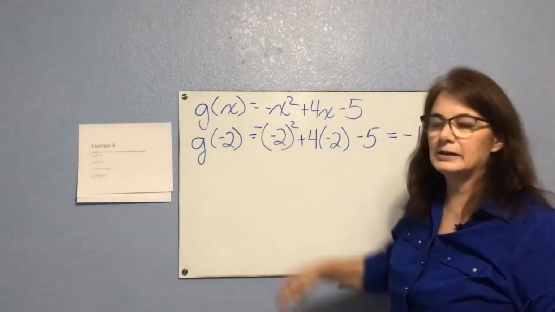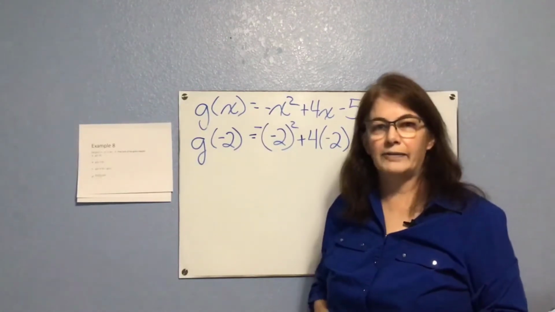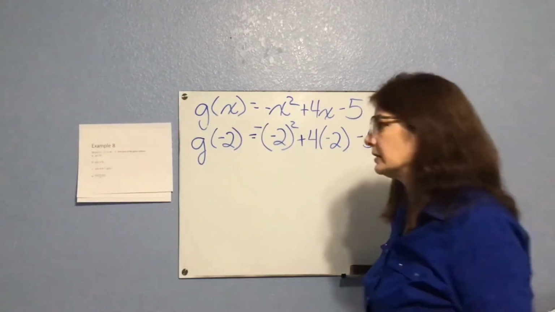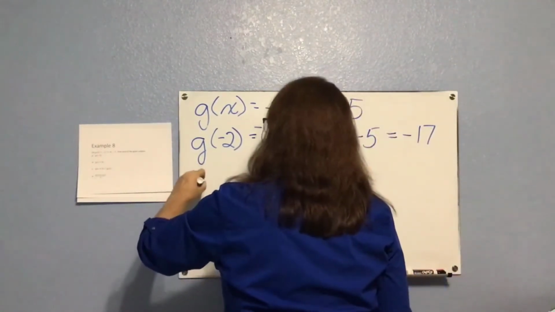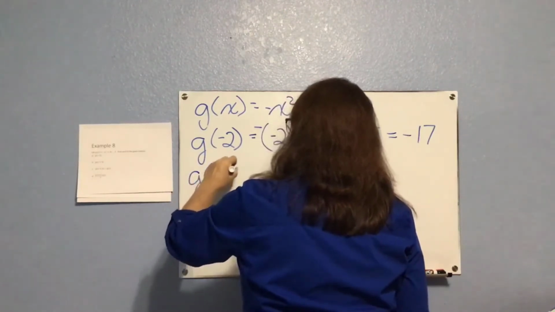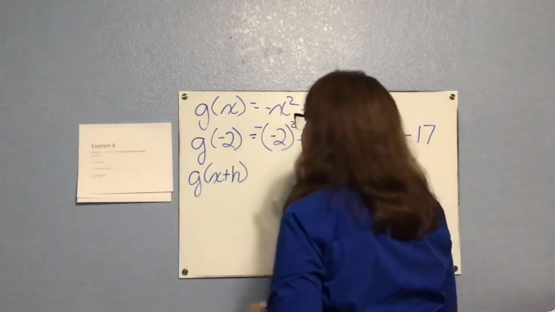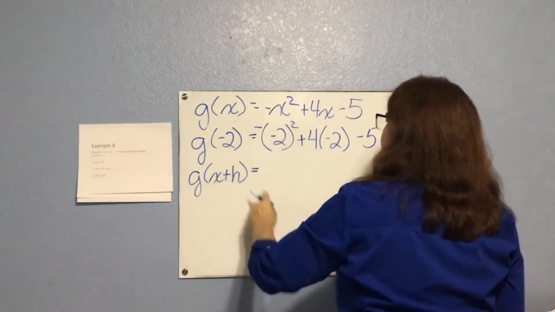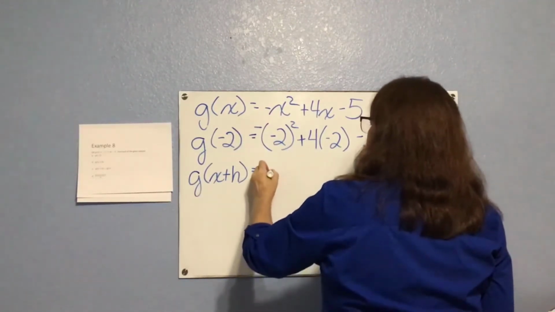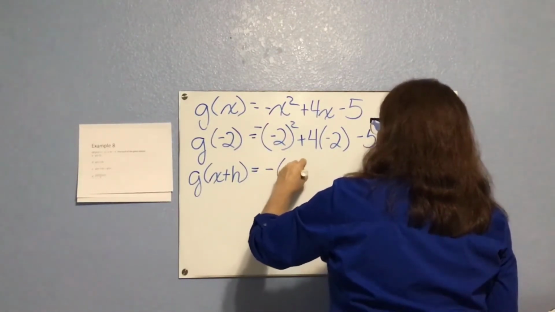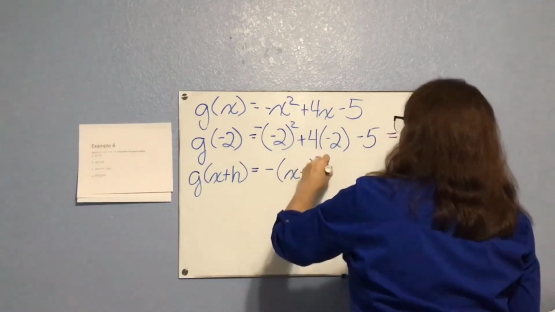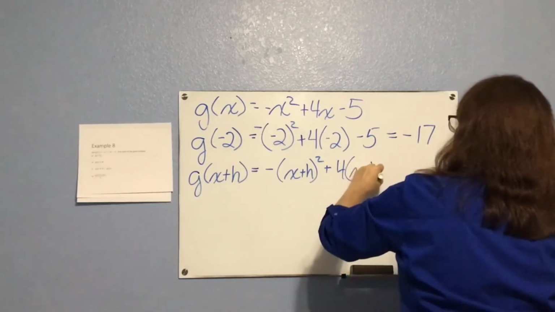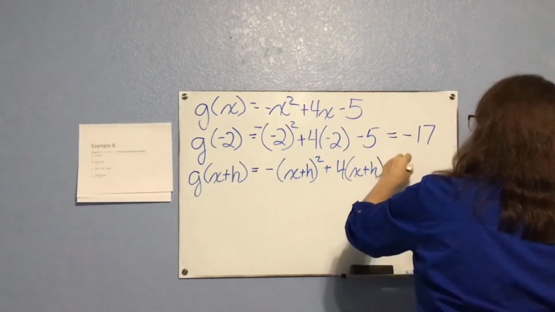Okay. The expression inside the parentheses doesn't have to be a number. We can also use another variable expression like this. I have g of x plus h. Again, I'm just going to replace the x up here with x plus h every time it occurs. So I start with negative (x plus h) squared plus 4 times (x plus h) minus 5.